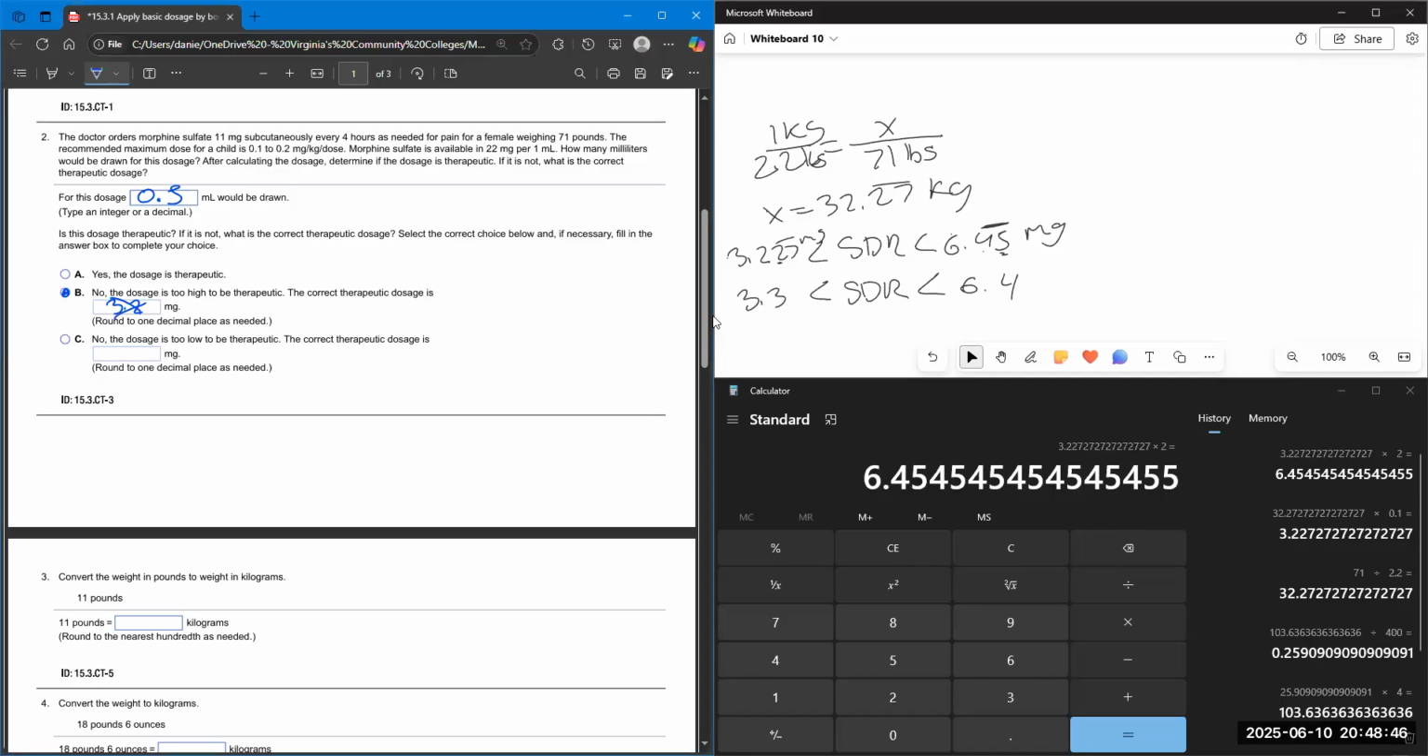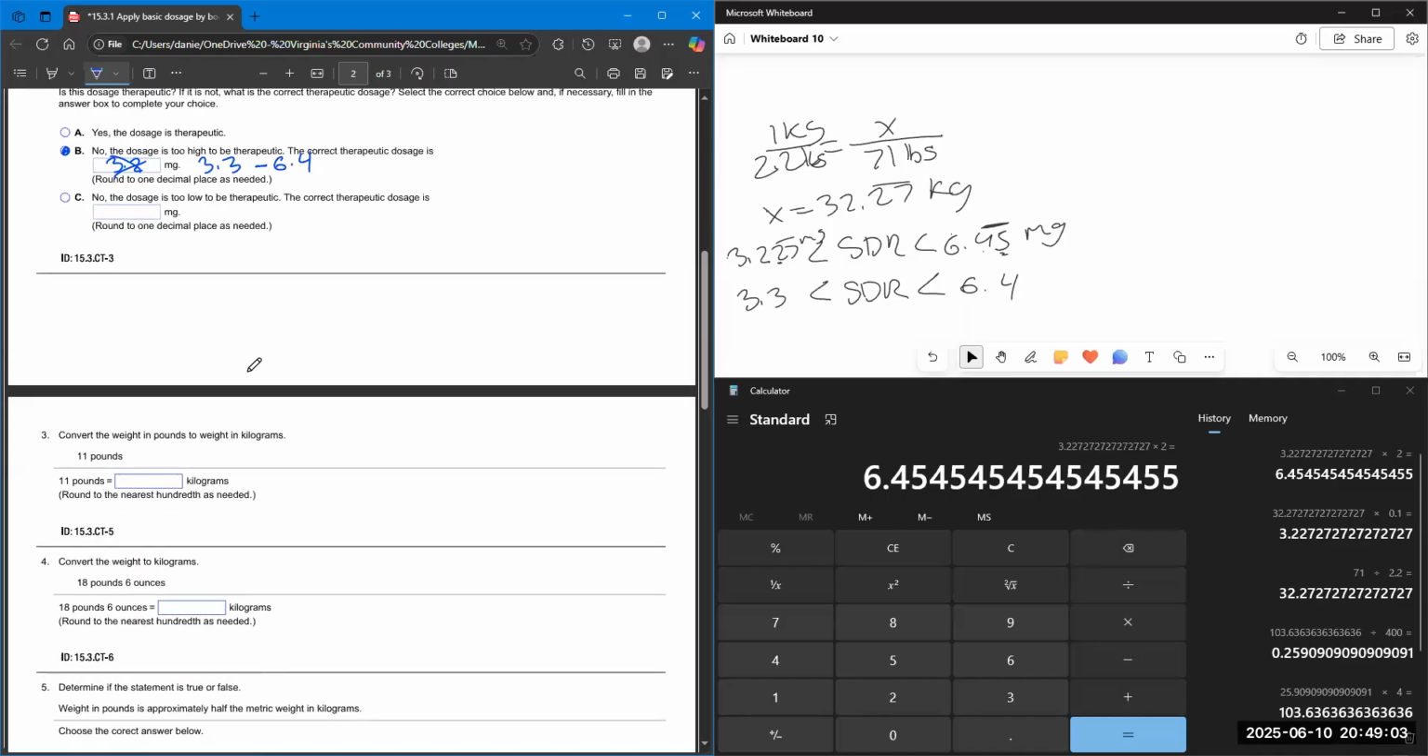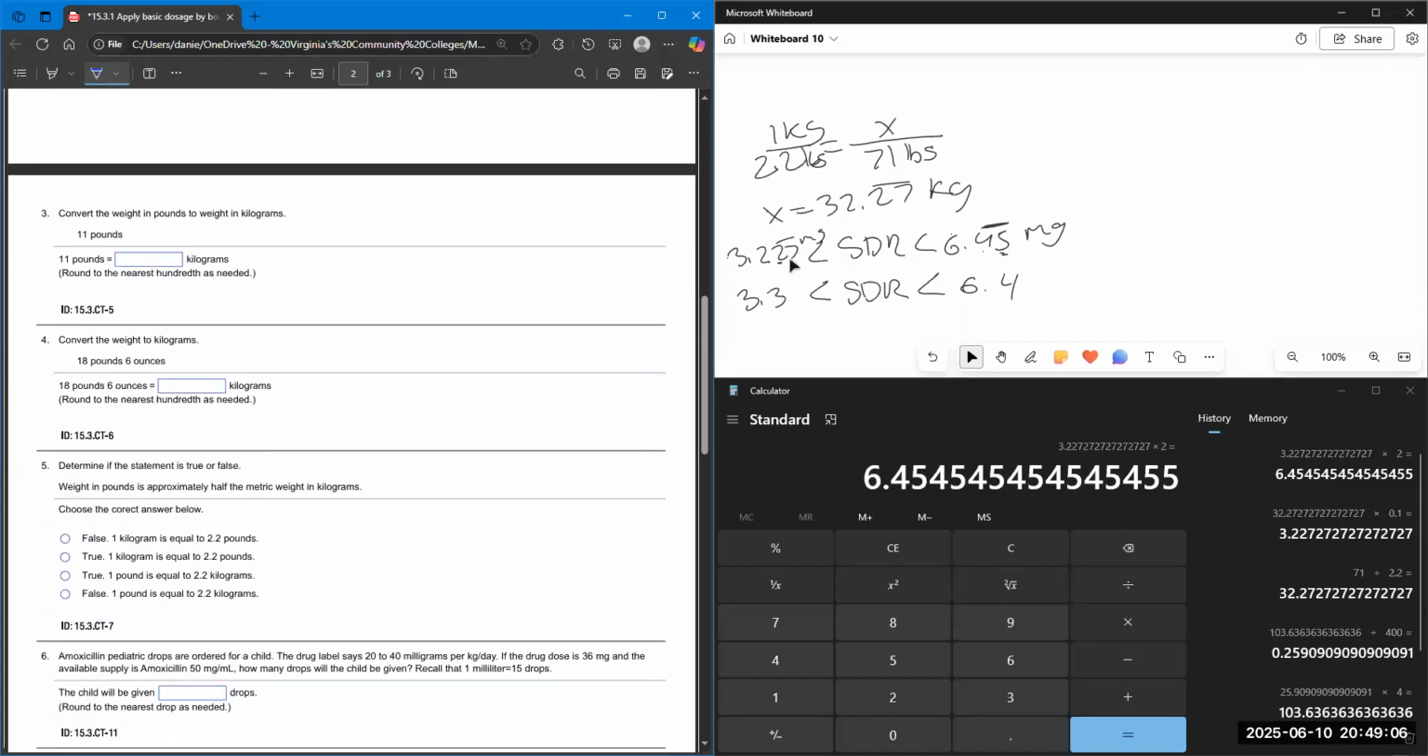I don't agree with that. I'm going to say 3.3 to 6.4. Anything between there should be the right answer. I'm just going to tell you they're going to say 3.2 because they're going to round down. But don't do that in real life, because you're giving somebody too little medicine if you go on the low end and round down below this lower boundary.